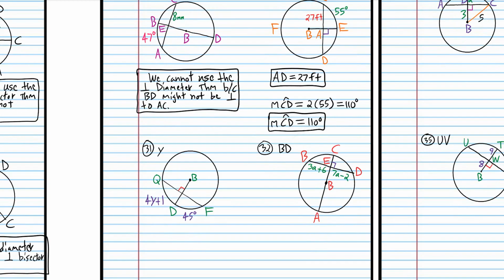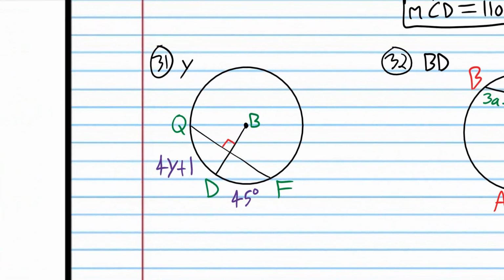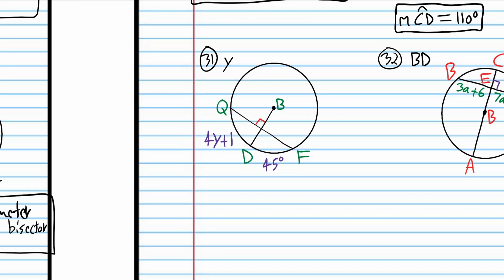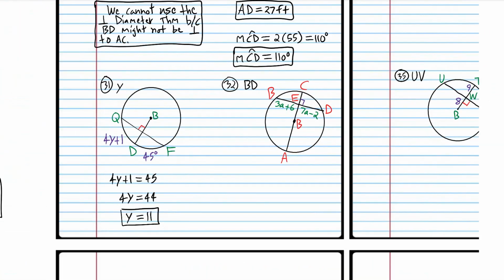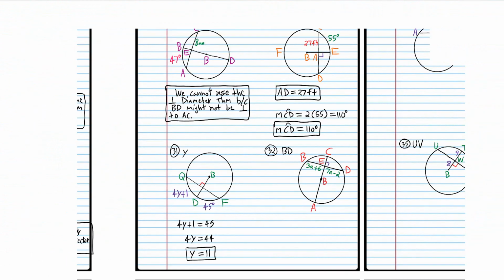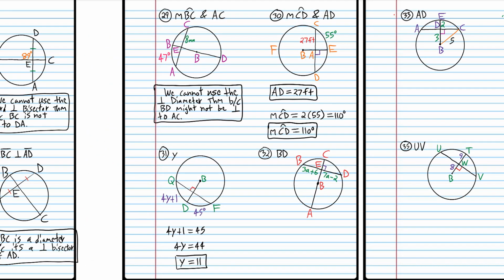All right, we're back. Now, BD is a radius because it comes from the center, and it's also perpendicular, so that means we can use our theorem. So the arc QF is bisected by BD, so that means 4y plus 1 is equal to 45. Subtract 1 from both sides, and we get 44 is equal to 4y. Divide both sides by 4, and we get y is equal to 11, and that's what we're looking for. So if you got that answer, good job. Try number 32, and when you come back, we'll do it together.